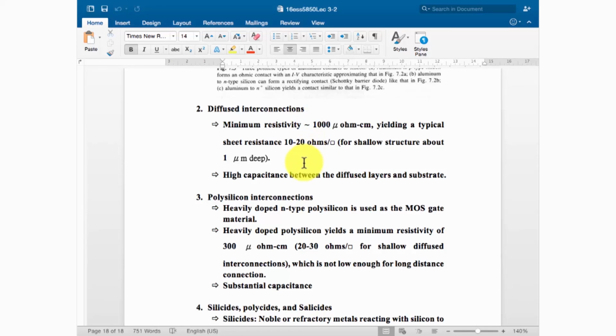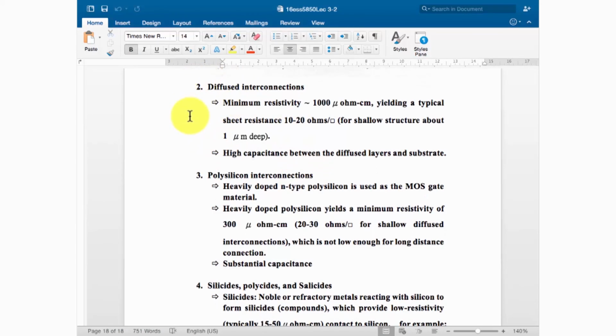However, for a shallow structure with diffusion, diffused with different kinds of dopants, you usually have 10 to 20 ohms. This value is about 1,000, even 10,000 times higher than the metal material. So metal material can give you the lowest resistivity. But if you have diffused silicon, either N-type or P-type, the resistivity is usually very, very high, talking about 1,000 times or even 10,000 times higher. So you need to consider that.